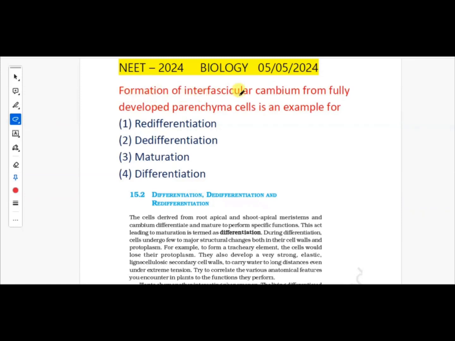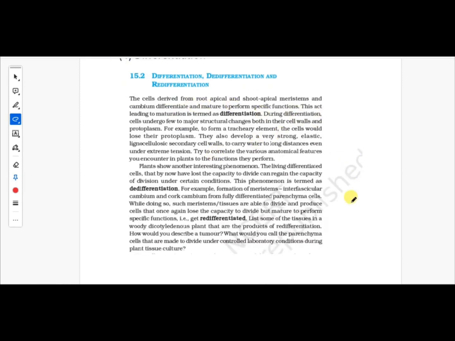Biology NEET 2024. Formation of interfascicular cambium from fully developed parenchyma cells is an example for. It's option 2, dedifferentiation. We can see the topic related to the question here, dedifferentiation and redifferentiation etc., from the chapter known as plant growth and development.